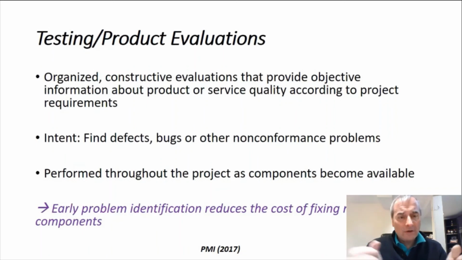Now, what about testing and product evaluations? These are organized, constructive evaluations that provide objective information. That's key, objective information about the product or service quality according to project requirements. And you really want to find bugs, defects, or other non-conformance problems here. You've probably all done this in some way throughout your careers or your life. I mean, you observe if something's going wrong, a bug, a defect, non-conformance, you fix it. This is performed throughout the project as components become available.